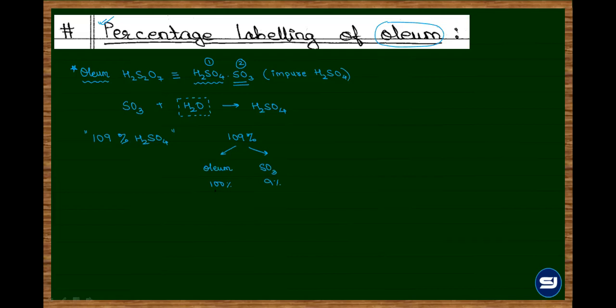Meaning in this 100%, the SO3 available is 9%, which will be diluted with water to get total sulfuric acid, which will be 109 gram or 109% pure. मतलब स्टेटमेंट वाइज समझाओ तो वहां पे देखो लिखा हुआ है: oleum bottle which is labeled as 109% H2SO4 would mean 109 gram of total mass of pure sulfuric acid. ये पूरा जो है ना 109%, ये प्योर H2SO4 है.